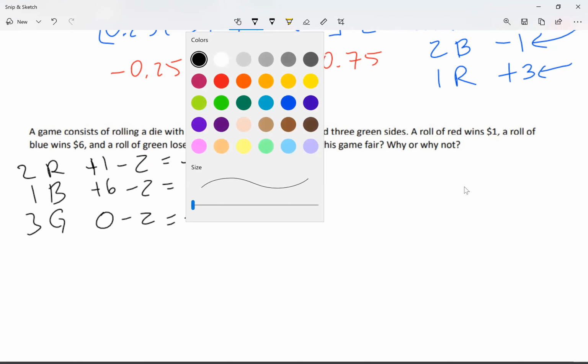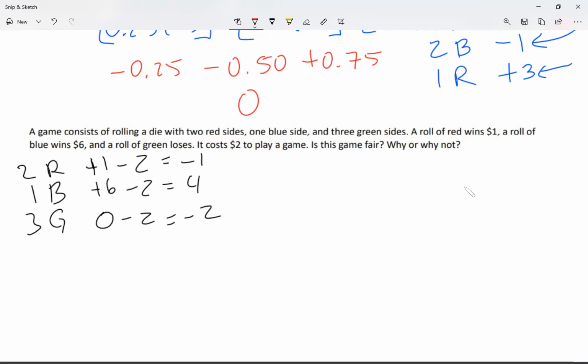Okay, let's figure it out. What's the probability of getting a red? 2 out of 6 or 1 out of 3? So I'm gonna say 0.33. Let me do this as a decimal. Let me do 3 decimals. Why -1? Because you lose. You lose $1 if you get a red, because you paid $2 to play and you only got 1 back. So you lost $1.